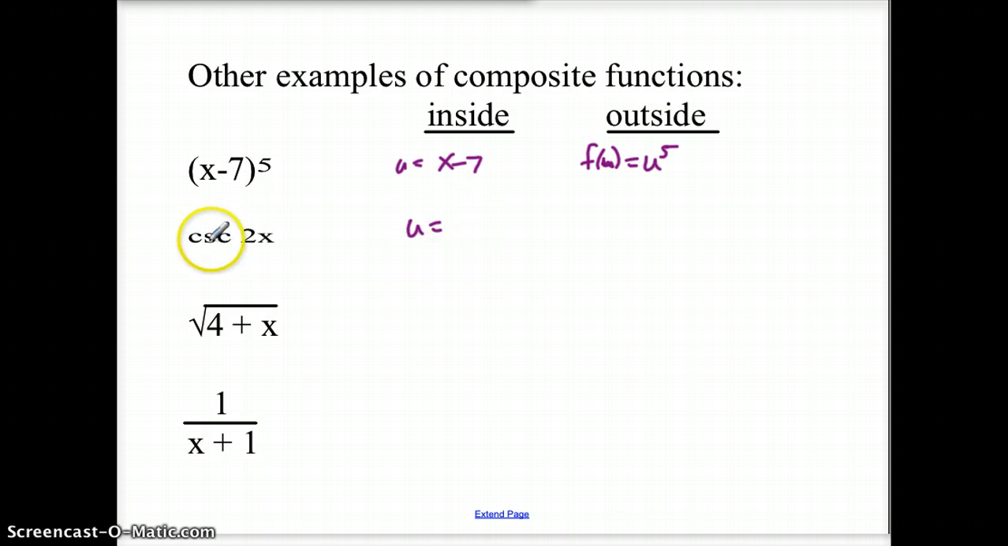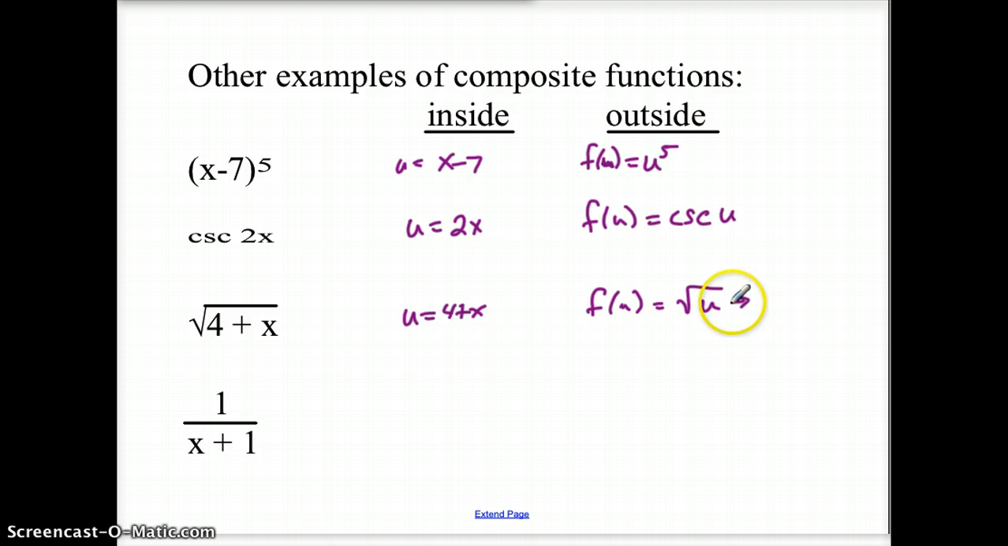So what's the inside of cosecant 2x? Well, the inside is just the 2x, and the outside is cosecant of that 2x. Here the inside is 4 plus x, and the outside is the square root of that 4 plus x. When we're taking the derivative of this piece, we're going to want to write it like this.